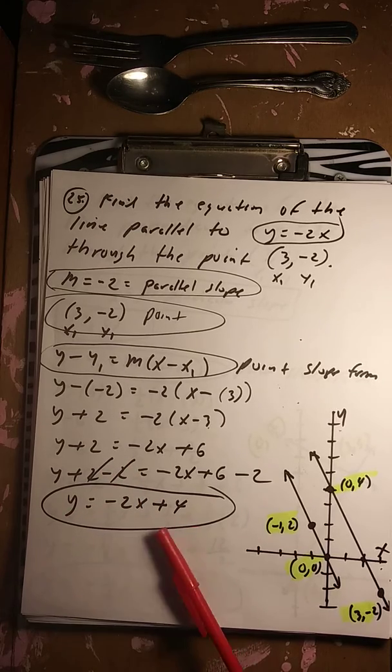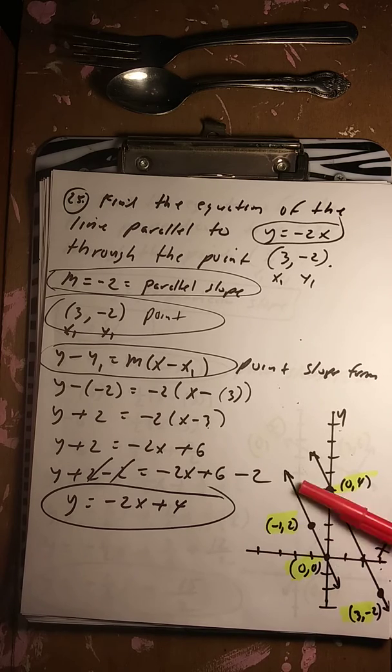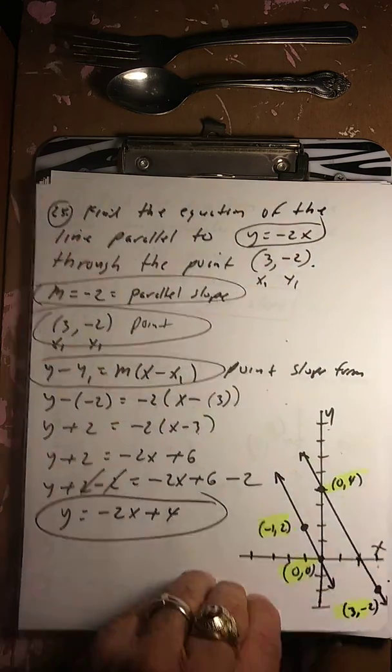You can graph those by putting some points in there. And I got these points right here that I tried. And they're parallel right next to each other, but they never intersect. Parallel lines. Alright, next one.